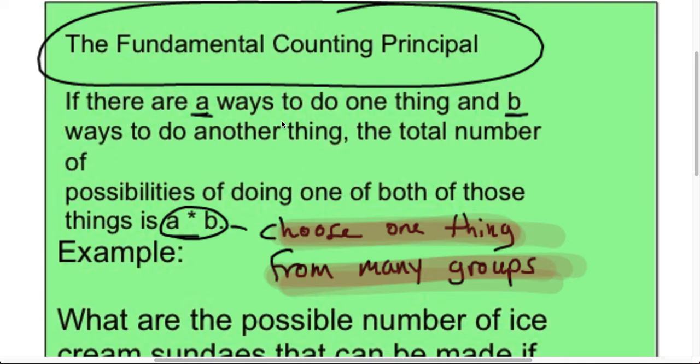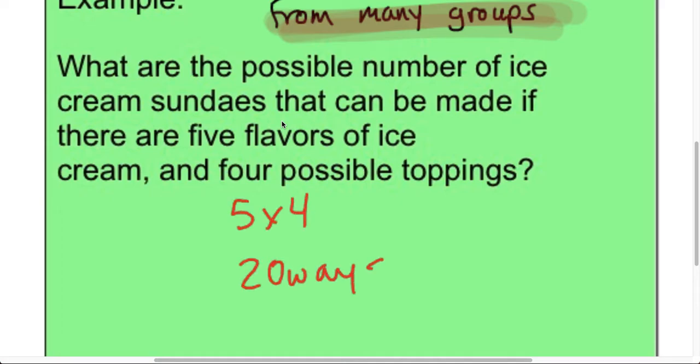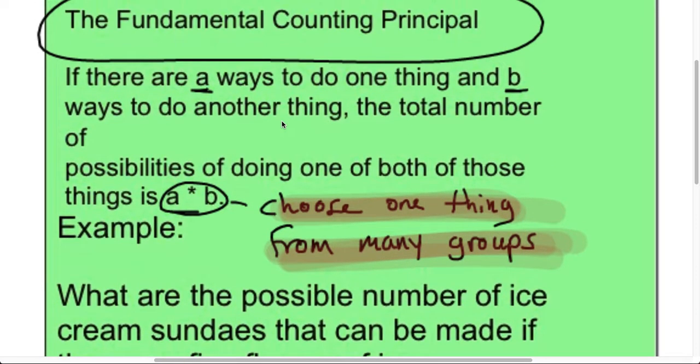Okay, so let's use that shortcut one more time. What are the possible number of ice cream sundaes that can be made if there are 5 flavors of ice cream and 4 possible toppings? Again, we are just assuming here that we are choosing just one of each, one flavor, one topping. So 5 times 4, there are 20 different ways that you could make those sundaes. Okay, so that's the fundamental counting principle.